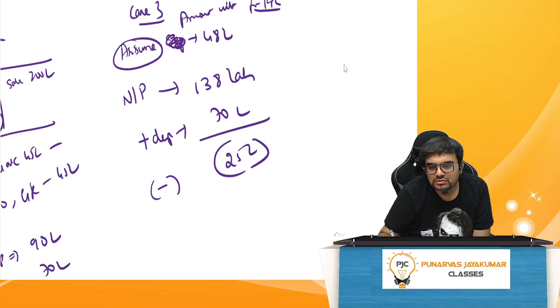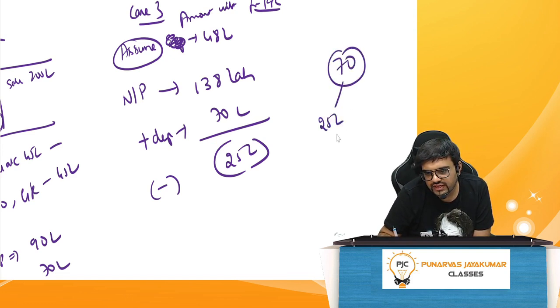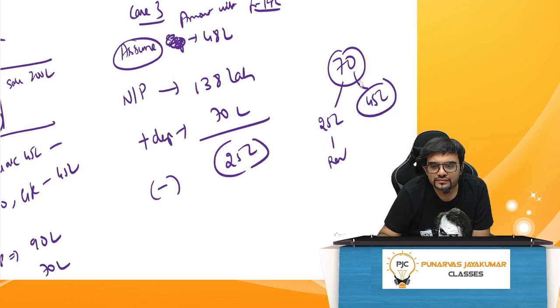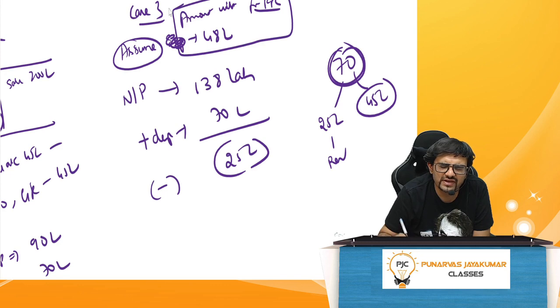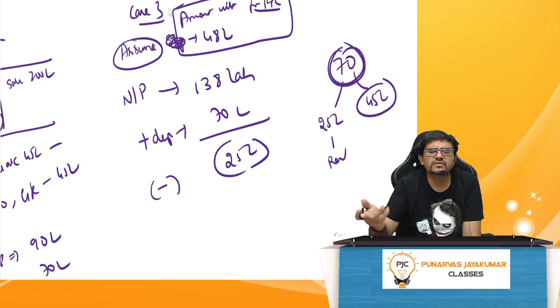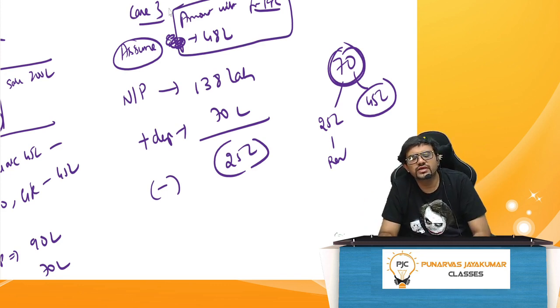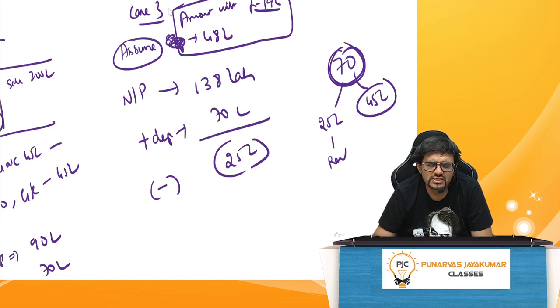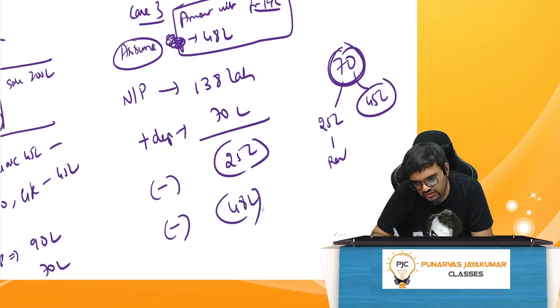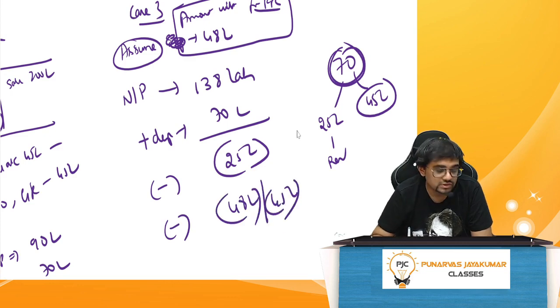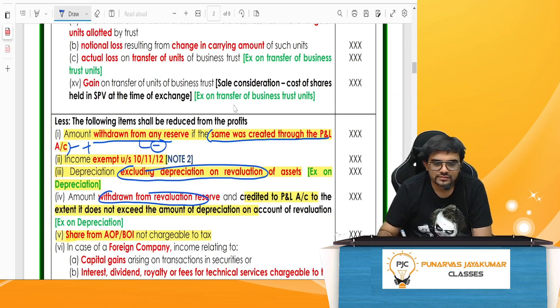You see, total depreciation was 70, which is the same. 25 lakh is depreciation without revaluation. Because of revaluation, that extra is 45 lakhs. Overall is 70 lakhs. I am saying the amount that you have withdrawn, instead of 45 lakhs, you have withdrawn 48 lakhs. You can withdraw any amount you want. So here they have withdrawn 48 lakhs. The question is, when I am subtracting here, should I subtract 48 lakh or should I subtract 45 lakh? That was the question. See the wordings.